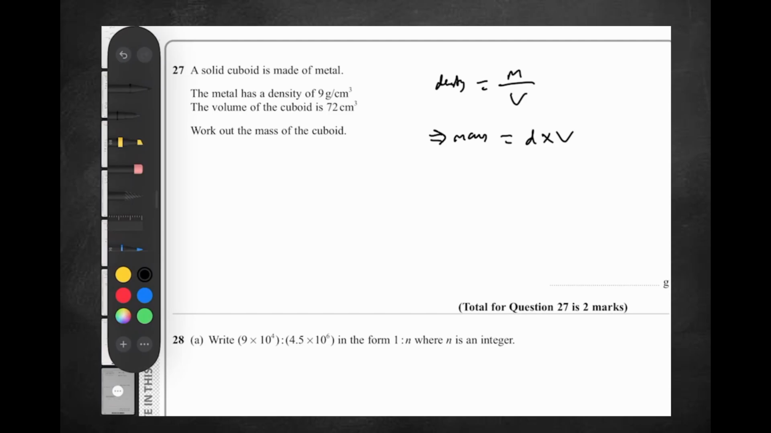And the units up here actually kind of give this away. So we want our answer to be in grams. And we have density in grams per centimeters cubed and the volume in centimeters cubed. So you'd be able to see that these two are going to cancel and you're just left with grams. It's in case the formula gets a little bit muddled and you get confused. You can always check back at the units. So mass is going to be 9 multiplied by 72, which I'll do on my calculator, 648 grams.